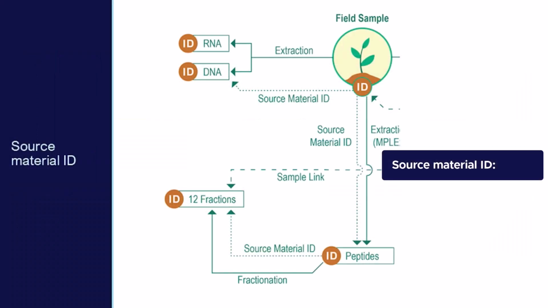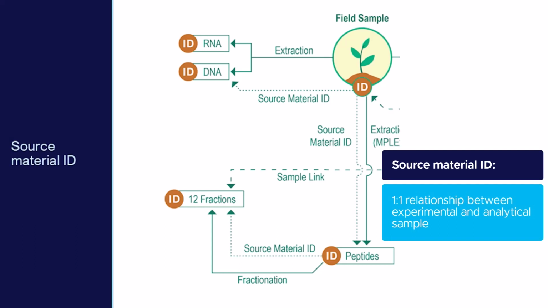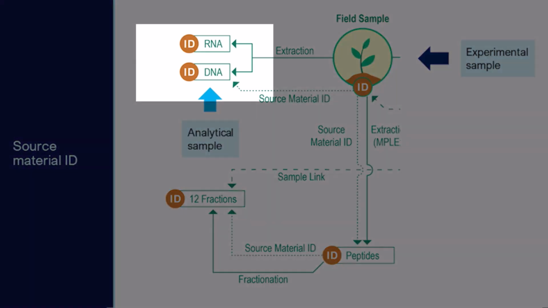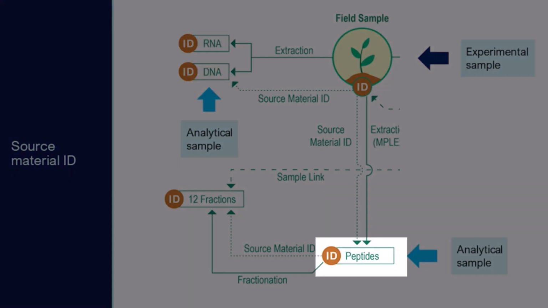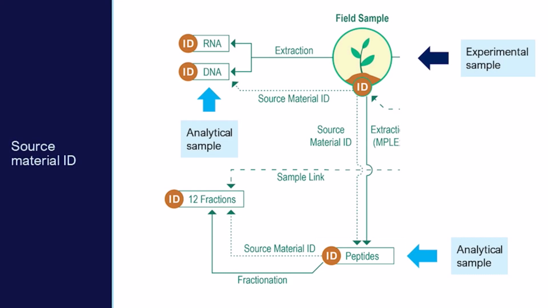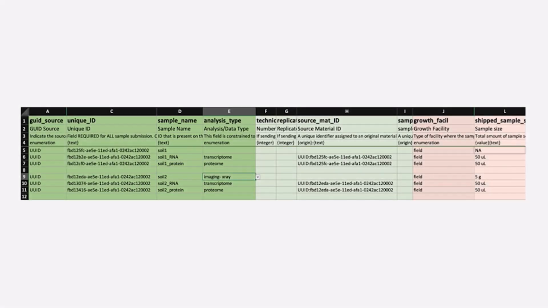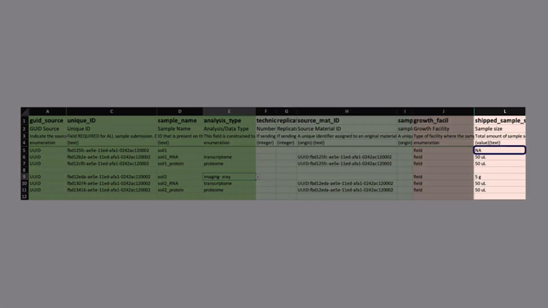Source material ID is a one-to-one relationship that captures the relationship between an experimental sample and its derived analytical samples. For example, if you perform an RNA extraction or a protein extraction and peptide digestion in your lab and are sending the analytical samples to EMSL, you would identify the experimental sample, the RNA, and the peptide sample on separate lines, as seen here. If necessary, you can indicate that the experimental sample is not being sent by indicating NA in the sample shipped amount, as I have shown here for sample 1.